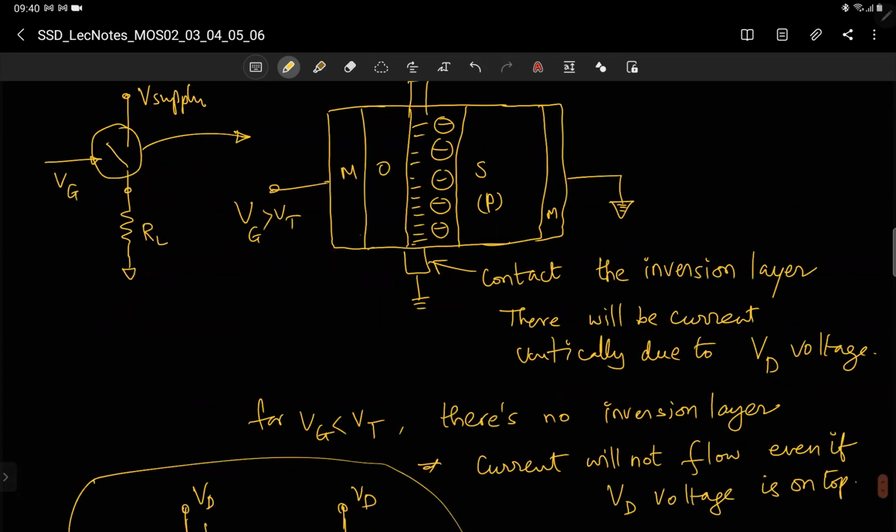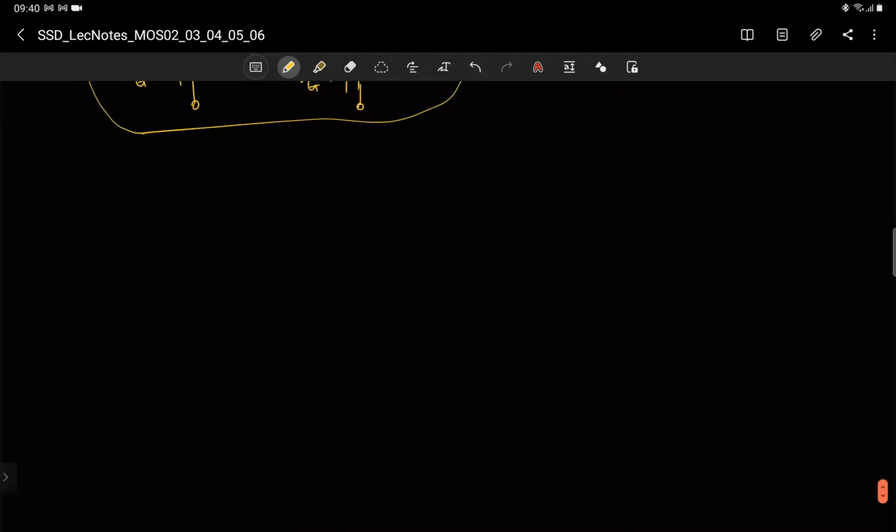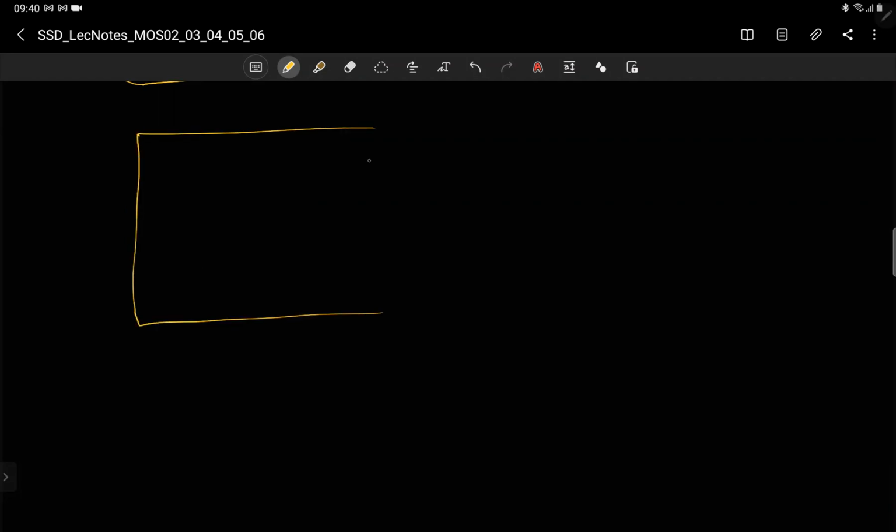So the next picture is to understand this. Instead of connecting two contacts both on top and bottom of the inversion layer, we take only this M, O, S, and this is M. So this is the structure we have. We know that the inversion layer will come here. So we have to contact this inversion layer.